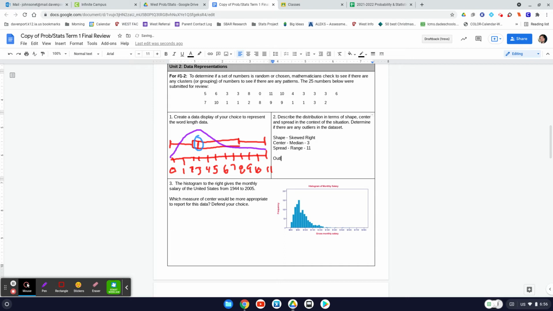Now, outliers. We need to find our interquartile range, or our IQR. So in this case, it's Q3 minus Q1.